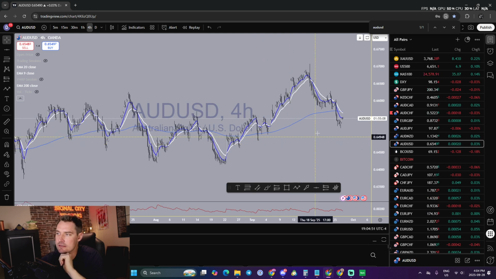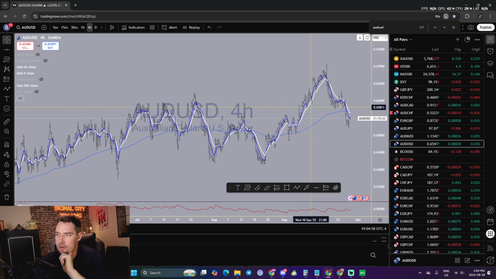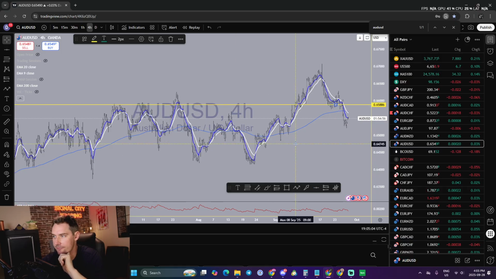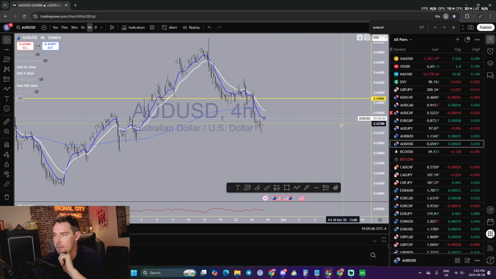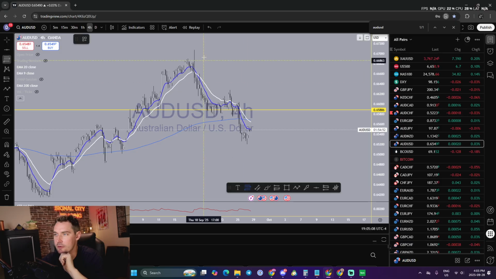Yeah, we had a sweep here. I'm looking at a technical level where we've had some good reversion, and I see one right here. So maybe if that aligns with the 382, that would be a nice setup.